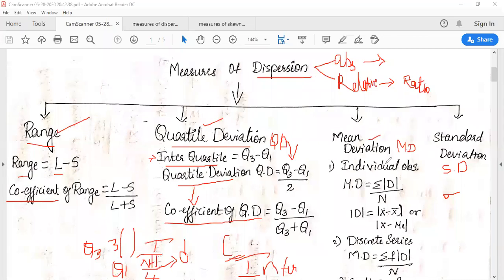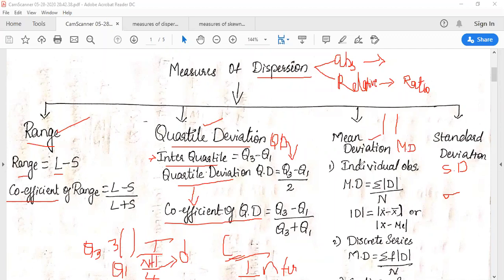Now in mean deviation, very carefully observe, only in mean deviation we have something called modulus. These two parallel lines, that is called modulus. In modulus we do not consider the sign. If you get minus also, it is not considered. If you get plus also, it is not considered. None of the signs are considered. Modulus number means only the number is required for us to do the calculation.